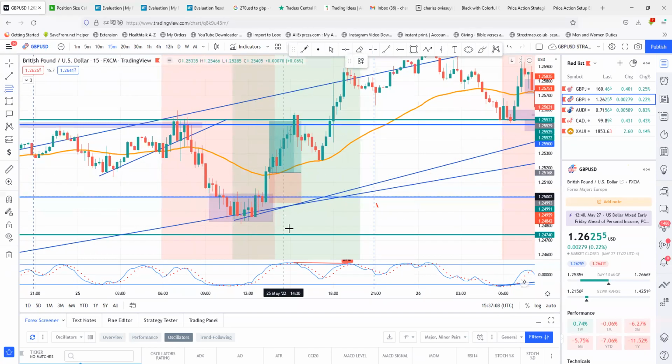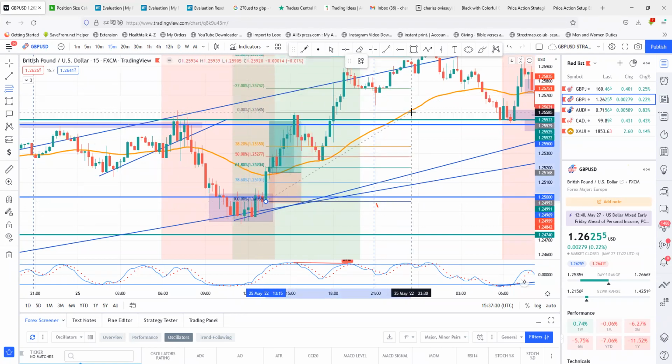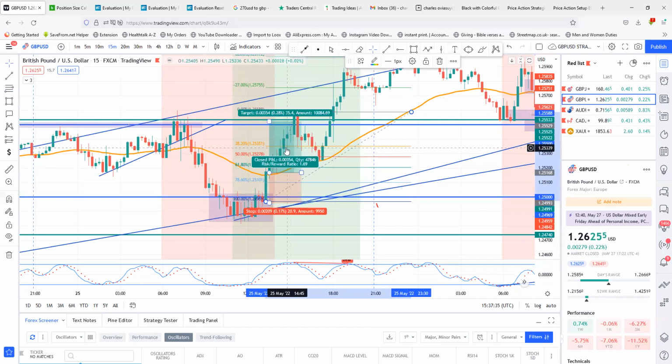Now look at this. Where should my Fibonacci start from? Is it here or here? No, start from here. That's my push. It starts from here. This is where the impulse took off from. Go and watch my video, very important. You want to mark the impulse. This was the impulse to the upside.